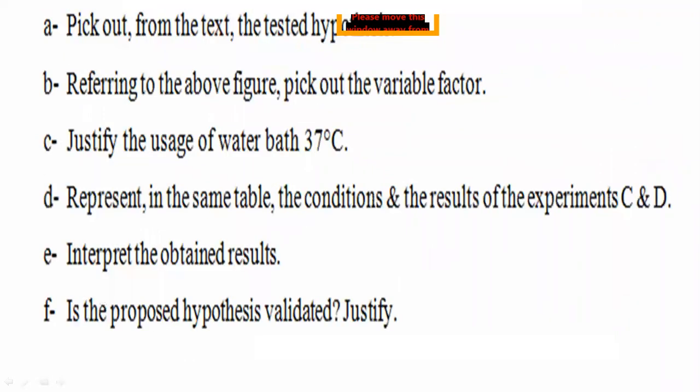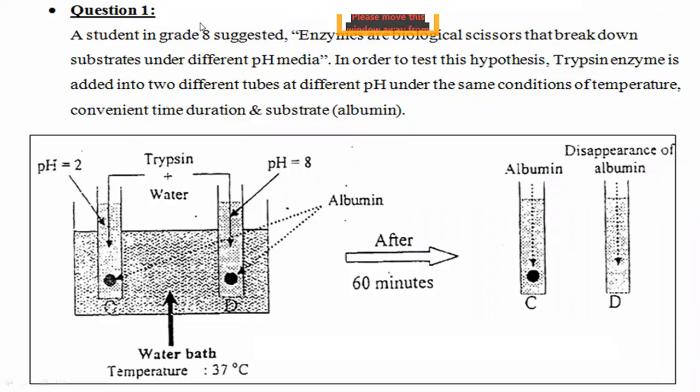Referring to the figure, pick out the variable factor. So as I said before, all the conditions are similar except the pH. pH equals 8, pH equals 2. So the variable factor is only the pH.